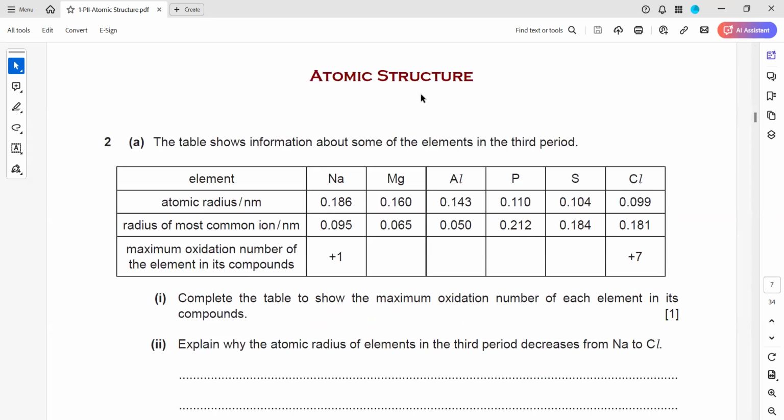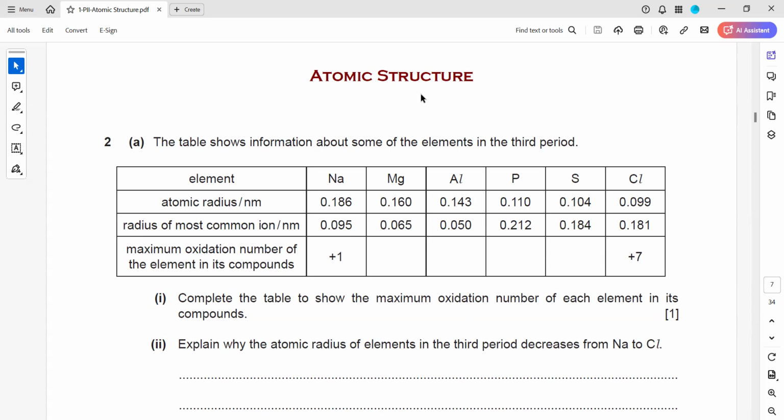The next is, the questions are actually not in order of the assignment, it's according to the order of the exam paper. That's why you can see question 1, then 2B, so it's not in that order. The table shows information about some elements in the third period. Atomic radii, you can see atomic radii is decreasing. Radius of the most common ion. For positive ion, the ionic radii decreases, but for negative ion, the ionic radii increases because negative ions gain electrons, so attraction towards the nucleus decreases. That's why the size increases.